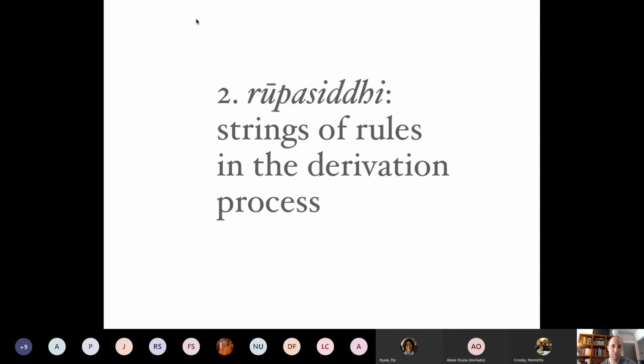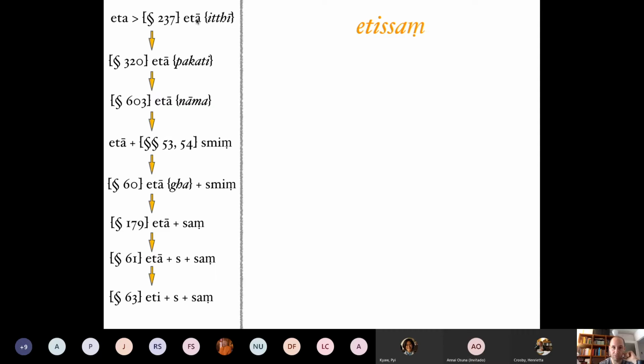Good. So now we have seen meta rules, different types of them, and we can move to the second part of the session of today. And this second part we call rupa siddhi. That means the completion, or attaining the completion, of a word. And we are going to see strings of rules in the process of derivation. So as an example, we will use etisam, that is a pronoun, and that you can see in the handout that I have shared on Google Drive.